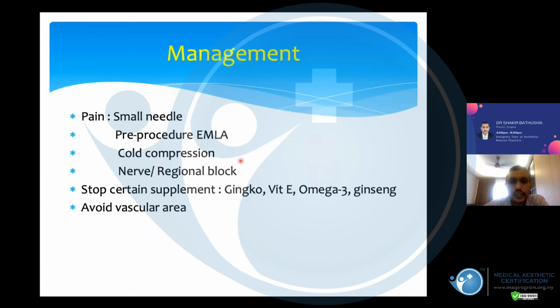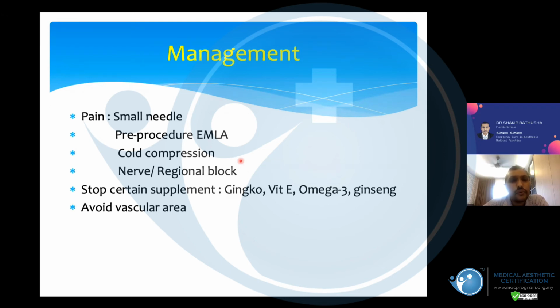So how do you tackle this? First is to prevent. How do you prevent it? You use appropriate technique. Use a small needle, provide adequate analgesia during the procedure, and use cold compression so that you provide vasoconstriction, so that you do not inject into the muscular compartment. And sometimes, to give the patient more comfort, you can also give a nerve or regional block.